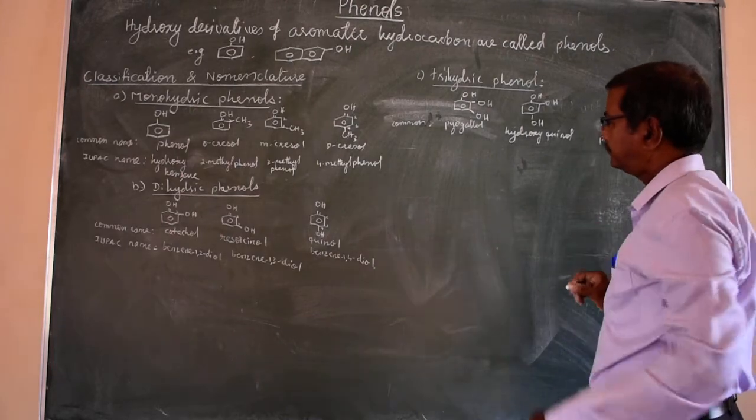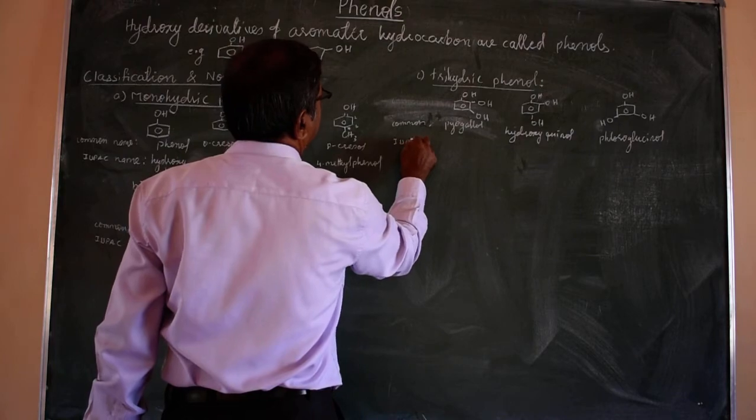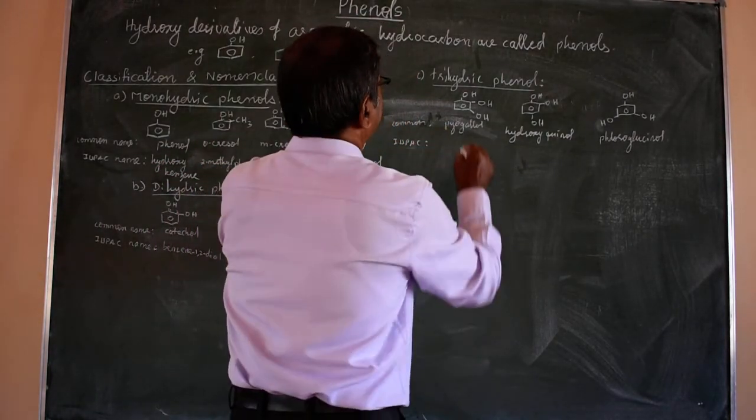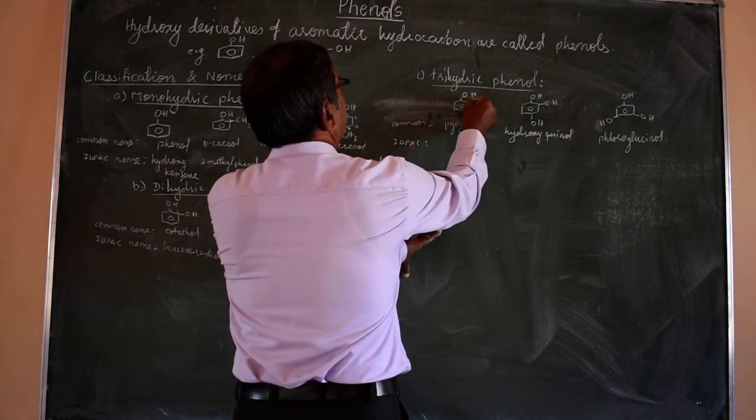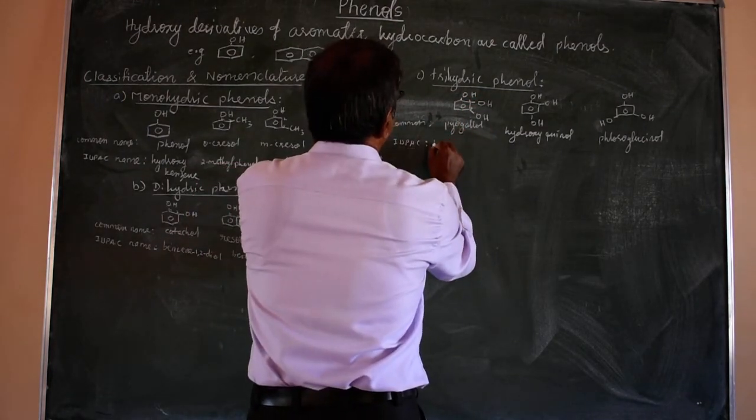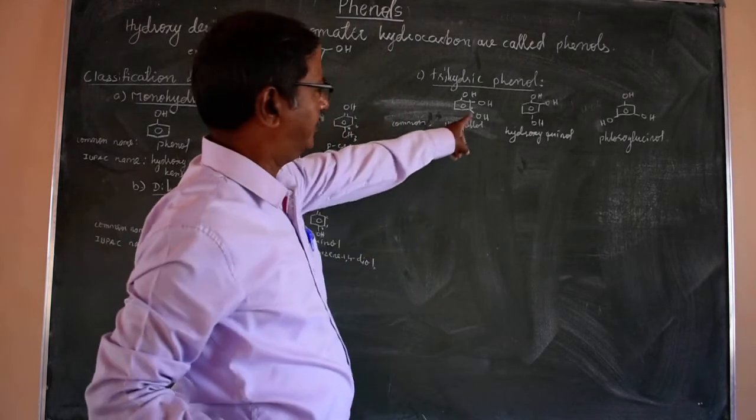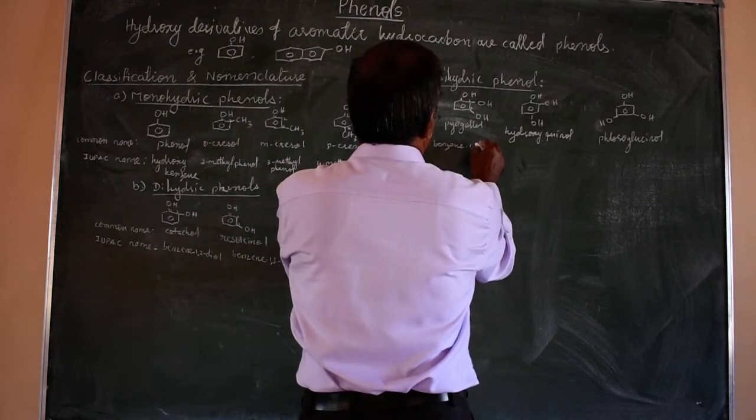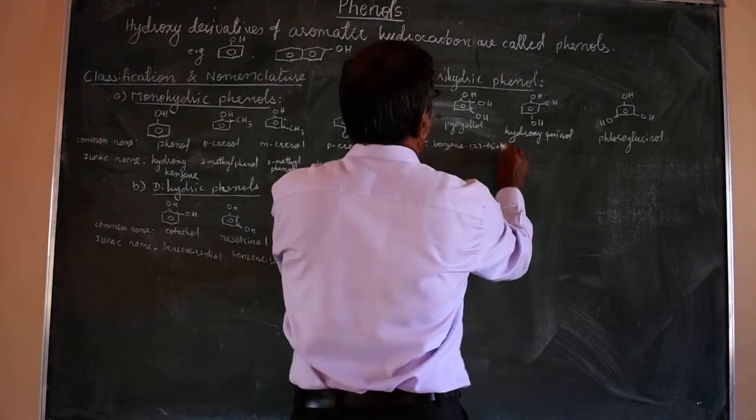chlorobucinol. Now the IUPAC names for trihydric phenols. The IUPAC name for pyrogallol: number the carbons in the usual process, 1, 2, 3. The name of this one is benzene. We know there are 3 OH groups and the positions are 1, 2, 3, so benzene-1,2,3-triol.